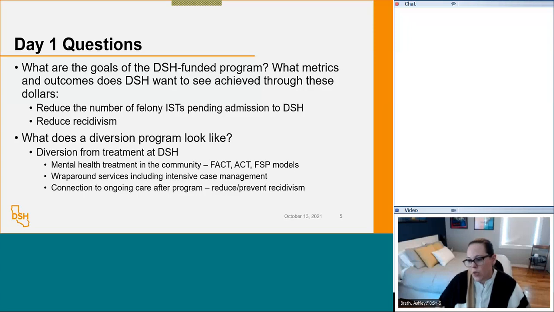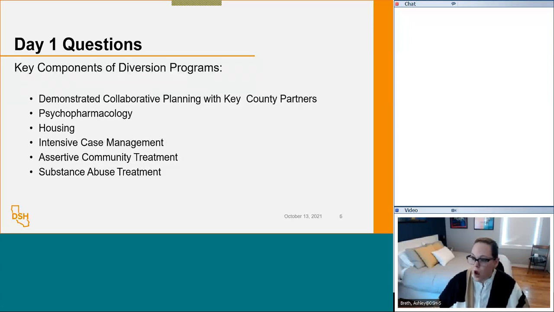And then we also have a requirement that these programs make the connection for these individuals to ongoing care in the community after they successfully complete the diversion program. The next step is like that warm handoff into the ongoing mental health treatment services in the community. So that's kind of a big picture of what we're looking at here for what a diversion program looks like.